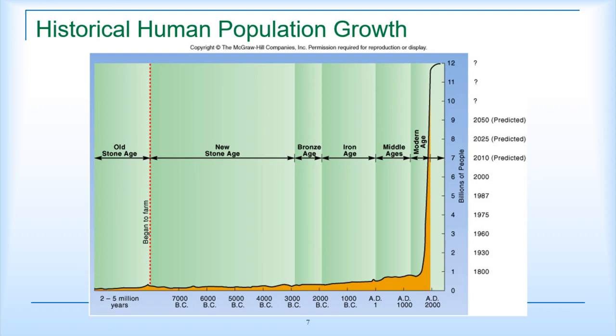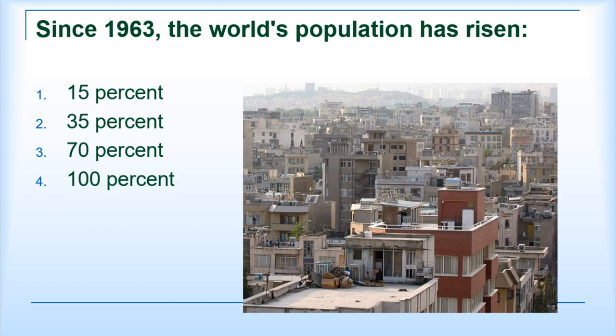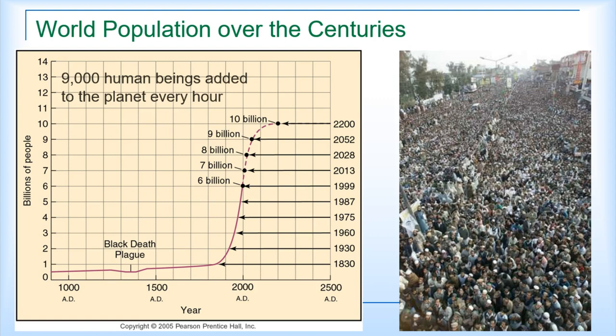That's amazing. Since 1963, the world's population has risen by 100%. We have doubled our population in the last 60 years, right? That's amazing, less than 60 years actually, just over 50 years. Remember, it took us until the year 1800, so it took us hundreds of thousands of years to get to 1 billion, and we grew 3 billion in 50 years. That's an amazing thing.